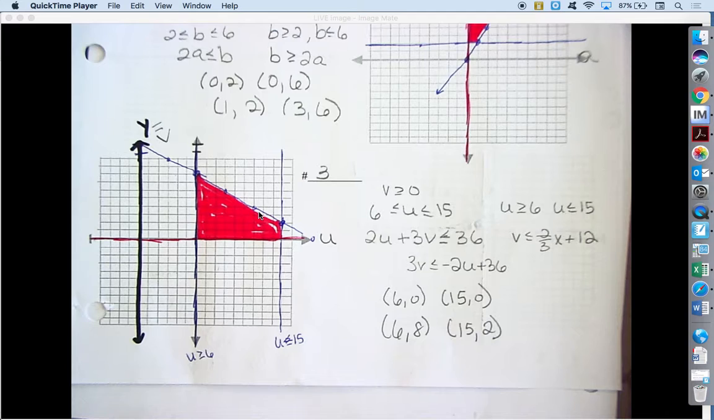yours might look a little different because what I did, I noticed that the x was going up to 15. So I decided to move my y-axis to the left. So instead of using this line as my y-axis, I moved it left. And I moved it left 6 so that I could use that line to be 6.